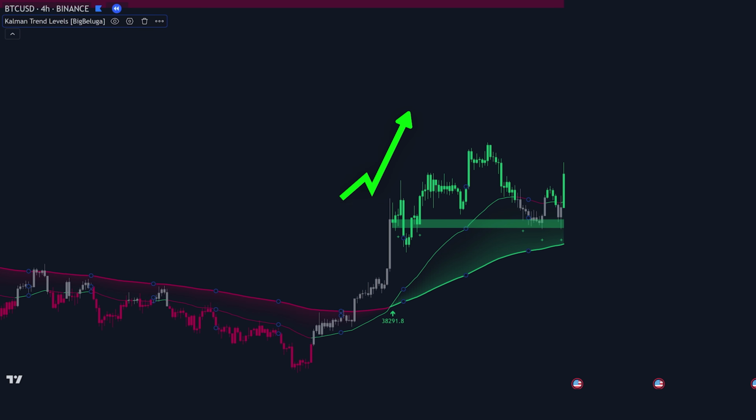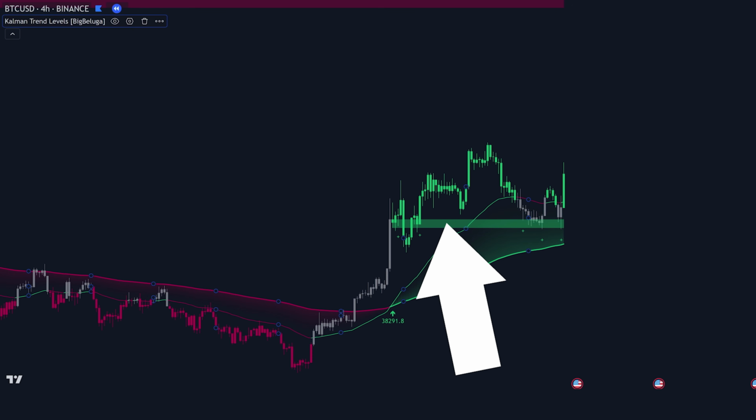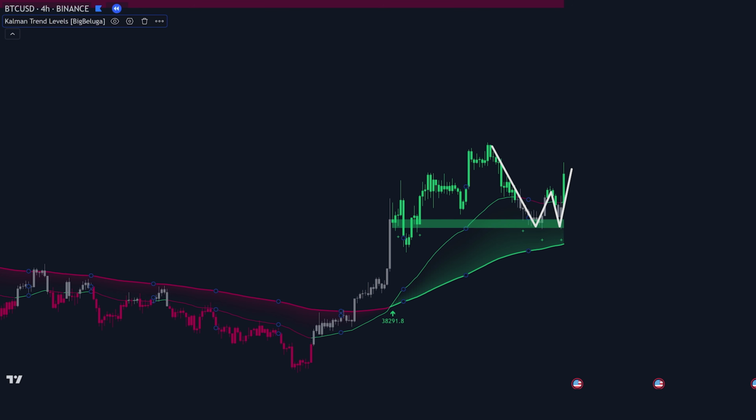for potential entry. Next, the formation of a green support box highlights an area where buying pressure is likely to dominate. This support zone becomes even more reliable with the emergence of a double bottom pattern. This classic formation serves as the final confirmation, indicating a strong reversal from the support level.